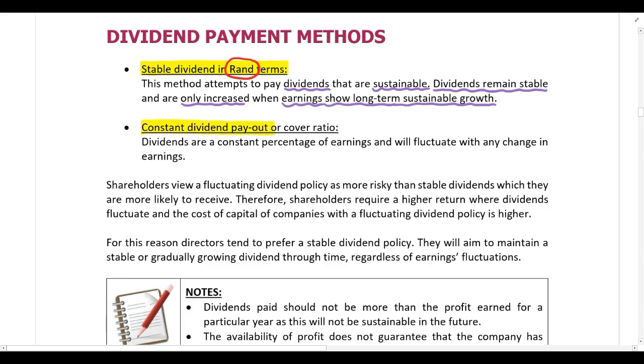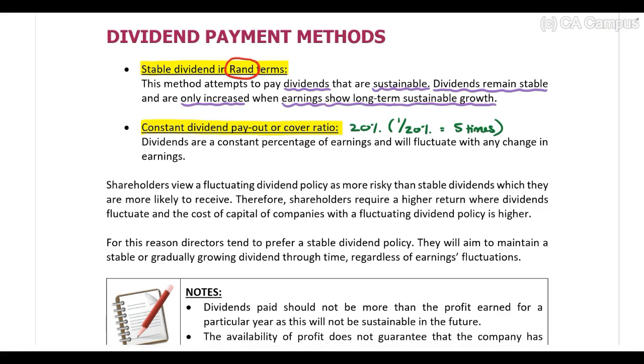As an alternative, instead of having a stable dividend in rand terms, a company might choose to have a constant dividend payout or cover ratio. So let's say, for example, we have a company and they have a constant payout ratio of 20%. That means they always pay out 20% of their earnings as a dividend. Or alternatively, if we look at the cover ratio, it means we have a constant cover ratio of 5 times. Earnings always cover the dividend payment 5 times.